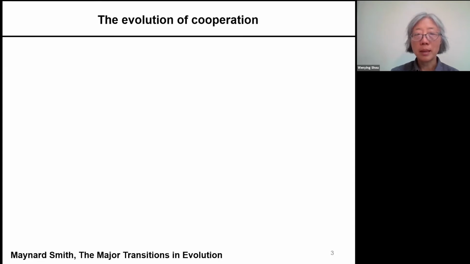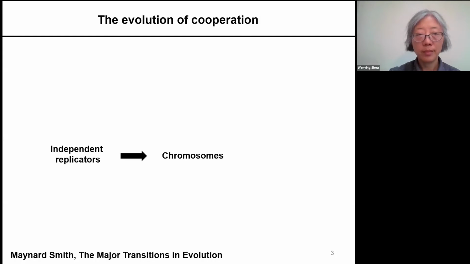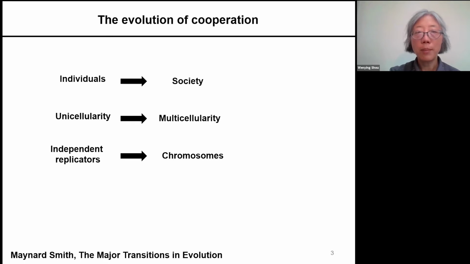Cooperation is ubiquitous in biology. From independent replicators, that is, bits and pieces of nucleic acids that are capable of self-replicating, to being strung together to form chromosomes where replication is synchronized. From unicellularity to multicellularity. From individuals to society. Each of these major transitions in evolution involves cooperation between lower level units to form a higher level collective.